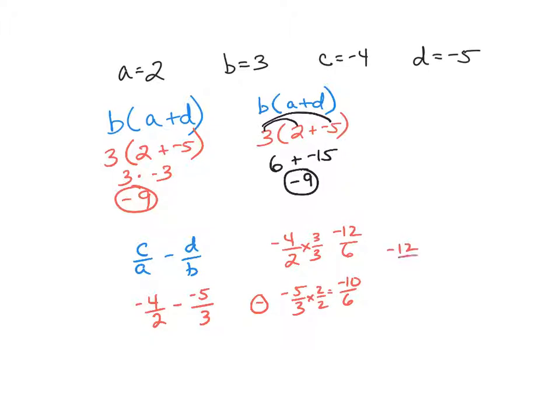Let me rewrite it again going horizontally. Negative 12 over 6 subtract a negative 10 over 6. I'm going to change that to an addition problem by adding the opposite. So I have negative 12 over 6 plus 10 over 6, which is equal to a negative 2 over 6. And then I need to put that into lowest terms. I could divide by 2 over 2. I would get negative 1 over 3 for my final answer.